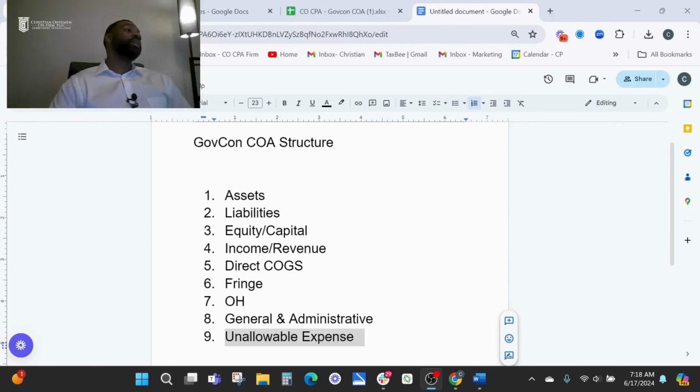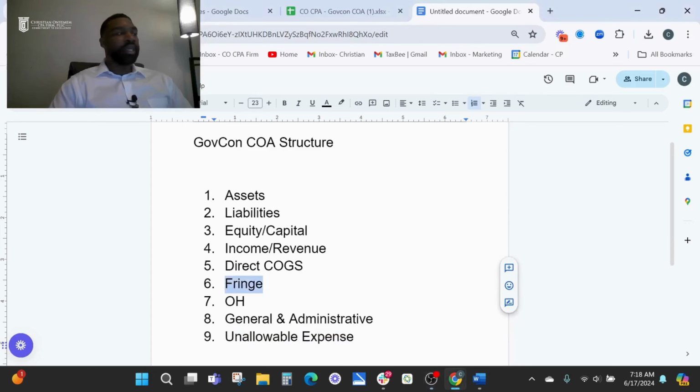Direct cost of goods is the expenses associated with you performing your service or delivering your product. The expenses directly tied to your services or products, that's going to be tied up in direct cost of goods. So if you're in janitorial or construction, it's going to be your labor hours, right? It's going to be your material purchases to get that job done.